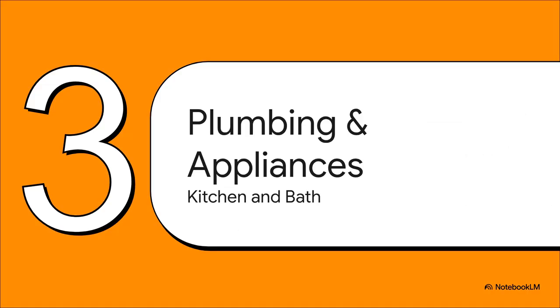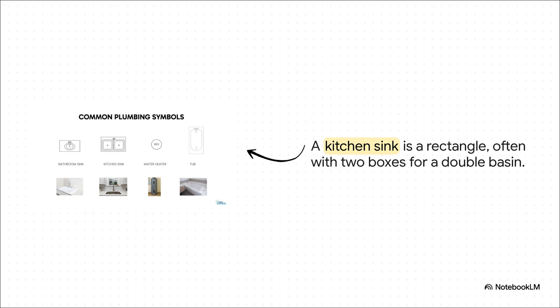Okay, so we've got the basic structure down. Now let's outfit the place. Let's talk about the symbols for all the functional stuff, like the plumbing and appliances you find in kitchens and bathrooms. Here we go, the kitchen sink. You can see it's a rectangle sitting inside a countertop line. This one has 2 smaller rectangles inside, which means it's a double basin sink. And that little circle or dot, that's your faucet.